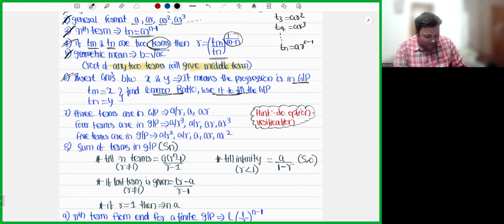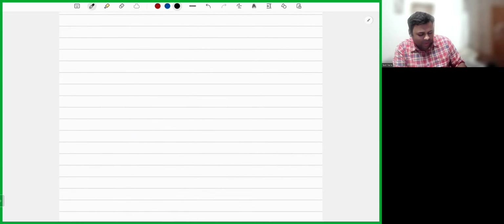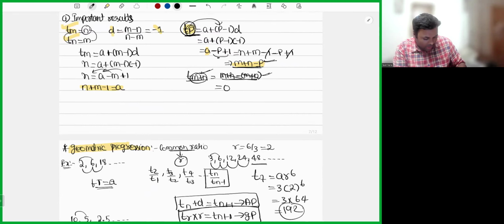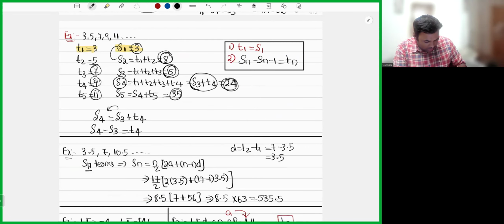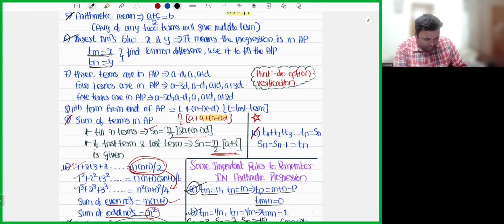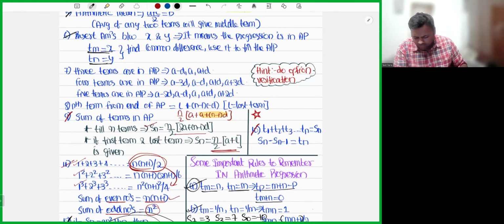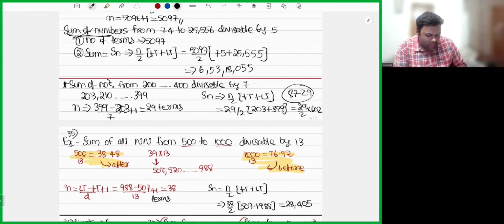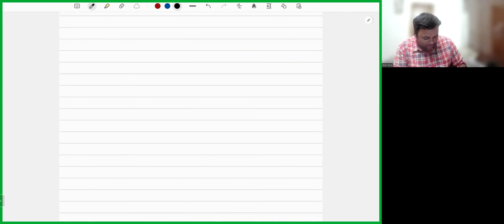Now, the seventh point we haven't done here, and in arithmetic progression also we haven't done this point. Yeah, the seventh and eighth points we haven't done. We will do them today. There is no issue. So no point will be left unturned.